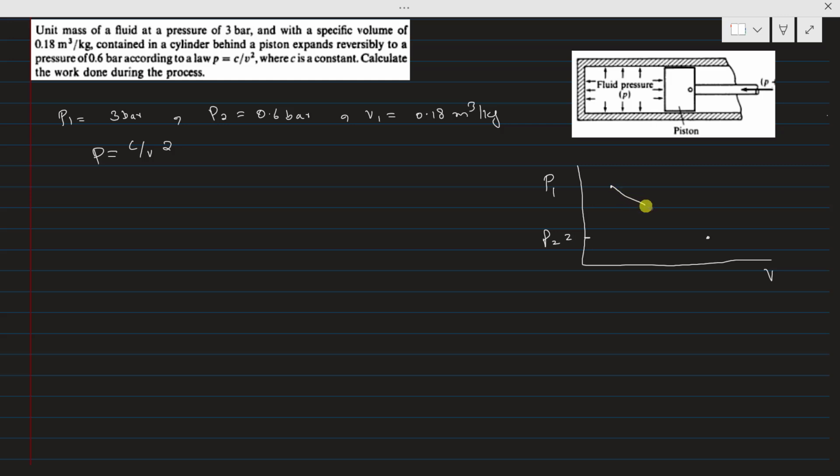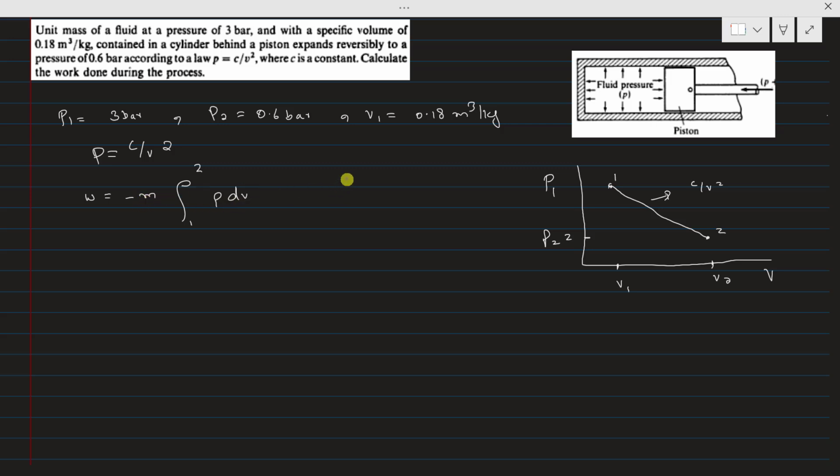So expansion takes place by the law C by V square. Let's say this is point 1 and this is P. The specific volume here is V1 and the specific volume here is V2. So we need to find the work done by this process. So the work done is equal to minus m, integration from 1 to 2 of pressure and change in volume.